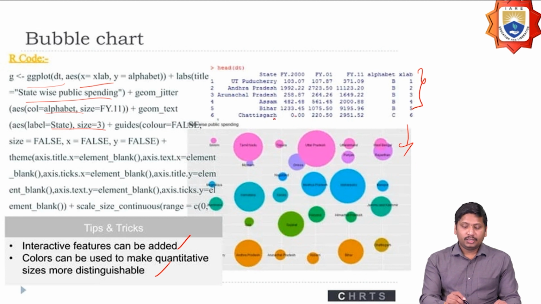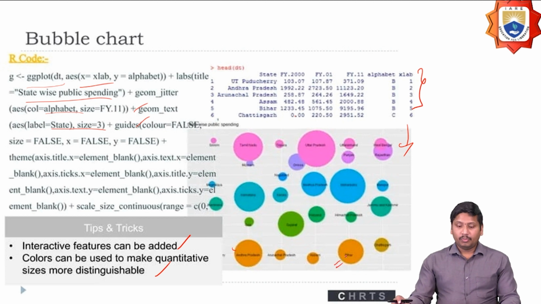So in ggplot, x lab and y lab should be the alphabets here, and the title should include state-wise public spending, and these are the other parameters I'm going to inject in the bubble chart. Once that is done, this should be the required output of the bubble chart.